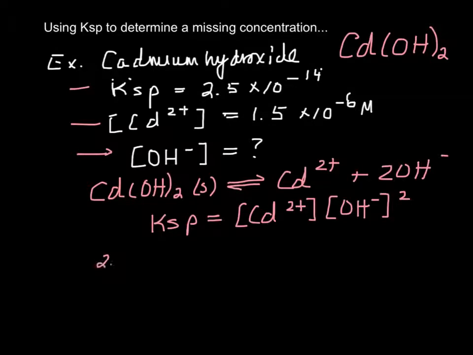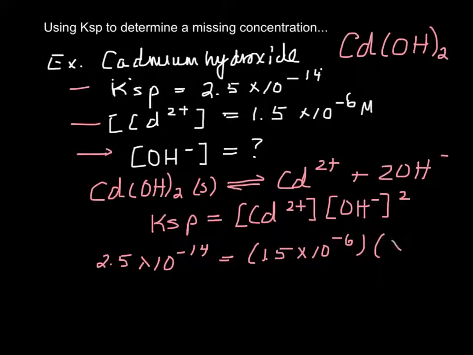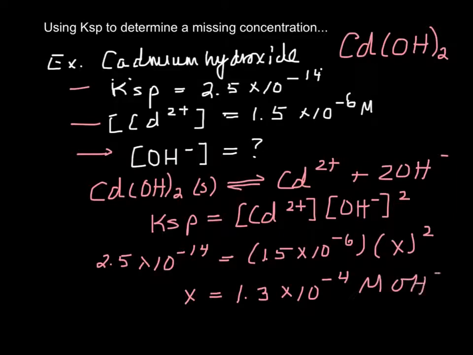So KSP is 2.5 times 10 to the minus 14. Cadmium is 1.5 times 10 to the minus 6. And the concentration of hydroxide is X, and it's squared. So if I go ahead and do the math and I solve for X, I find out that the concentration of hydroxide is going to be 1.3 times 10 to the minus 4 molar. And that's all there is to that. Okay? So that would be my final answer.